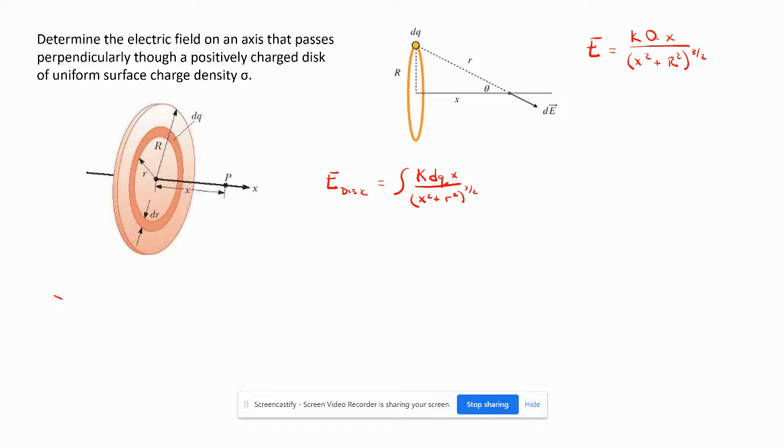Now we have to talk about what the sigma means. The sigma is the amount of charge per unit area. And the area we're concerned with is the area that this ring takes up. That ring is a circle with a thickness of dr. So I can write dA as 2 pi r, the circumference of that circle, times the thickness of the circle, which is dr. And this allows me to write dq as 2 pi sigma r dr.